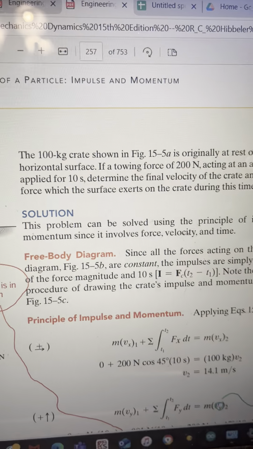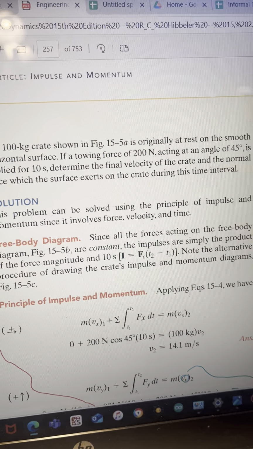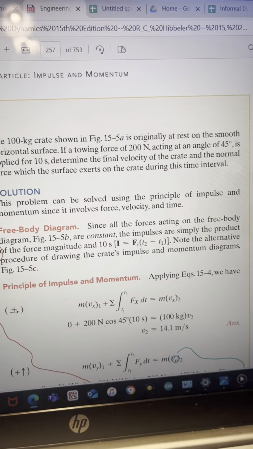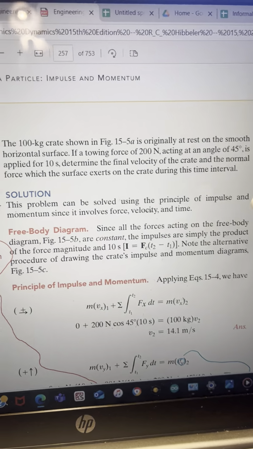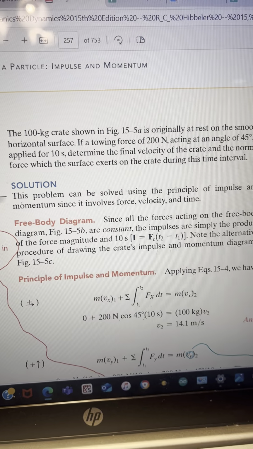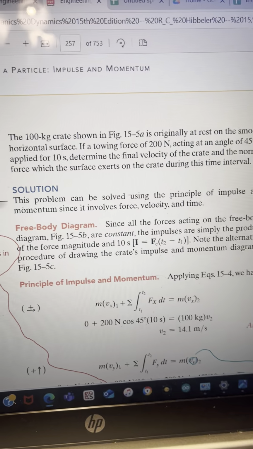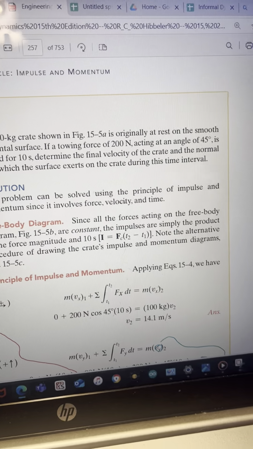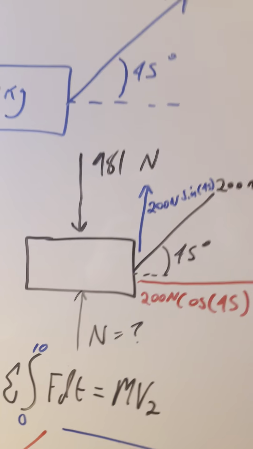The 100 kilogram crate shown in figure 12.5a is originally at rest on the smooth horizontal surface. If a towing force of 200 newtons acting at an angle of 45 degrees is applied for 10 seconds, determine the final velocity of the crate and the normal force which the surface exerts on the crate during this time interval.